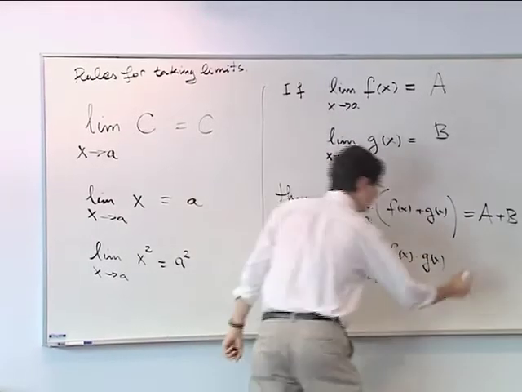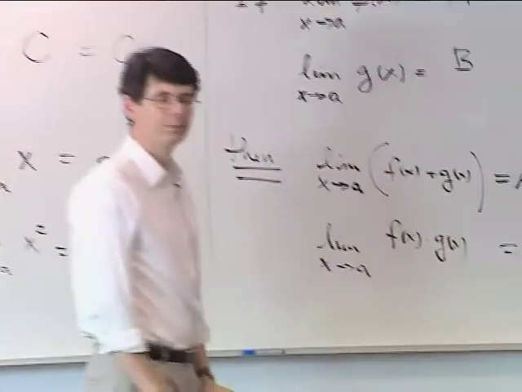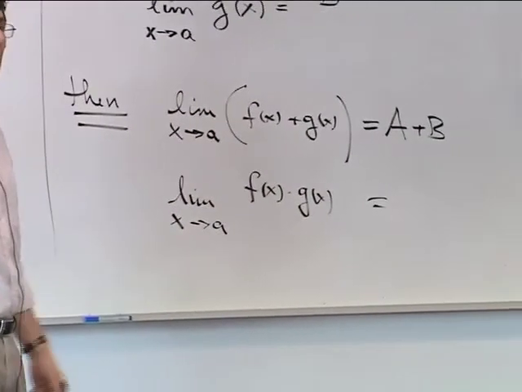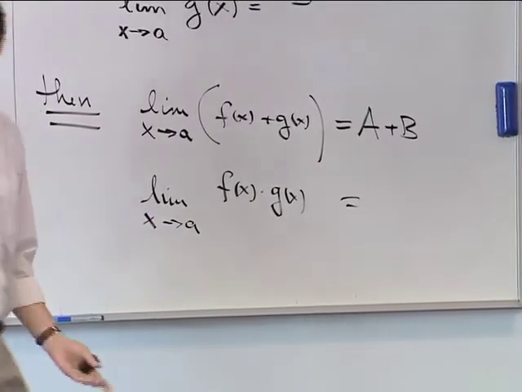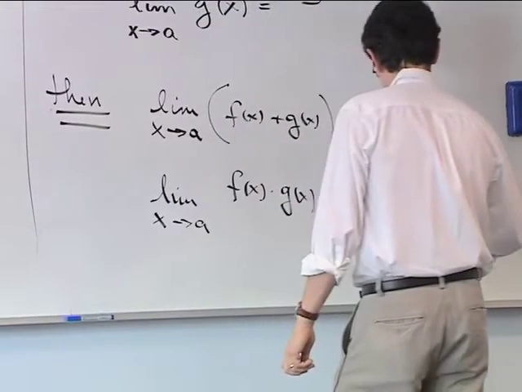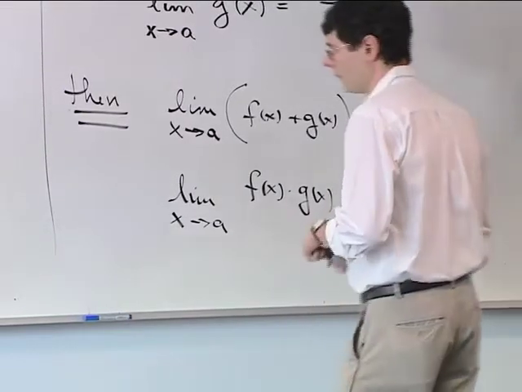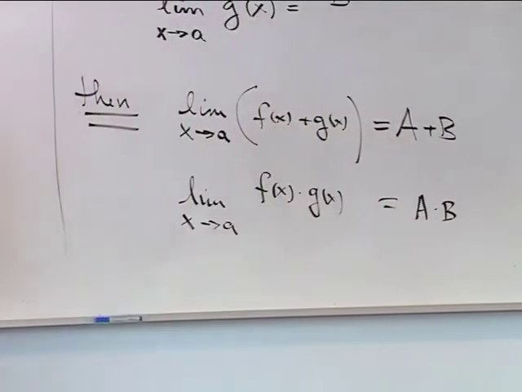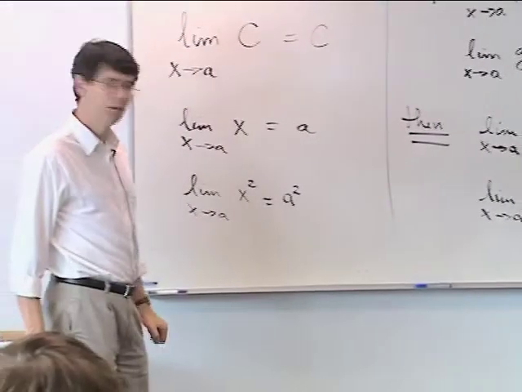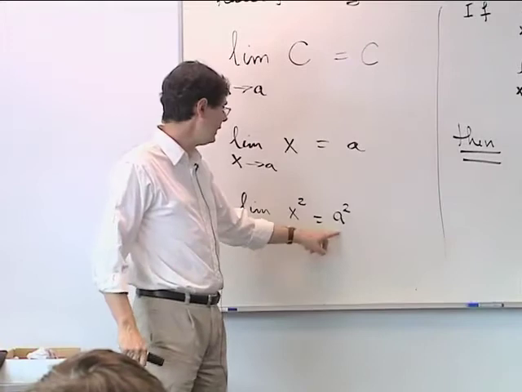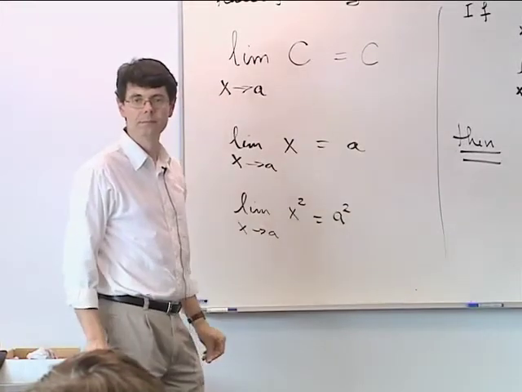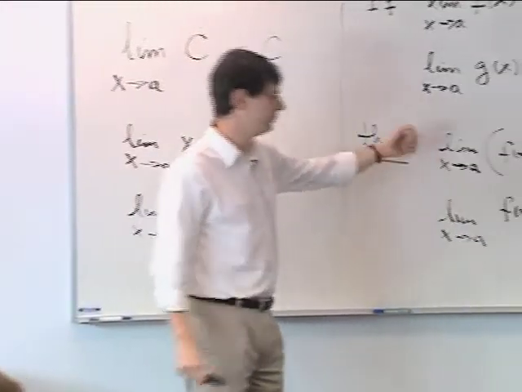What do you think that will give you? A times B. So you see why this is A squared. X goes to A, and X squared is X times X. So you get A times A. It's that rule there.